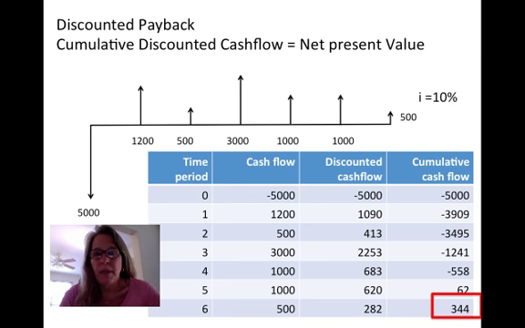One of the things about the discounted payback is the cumulative cash flow at the end is actually equal to the net present value. So in this particular case, what we've done is we've taken all of the cash flows and brought them back to time period 0, and we've added them up. So the net present value of this particular investment is $344.